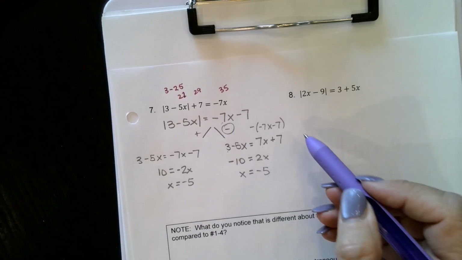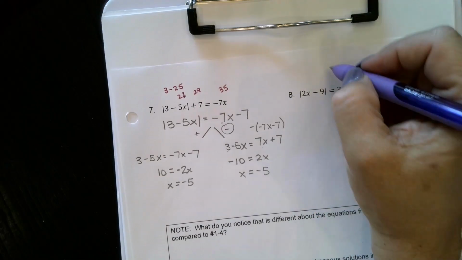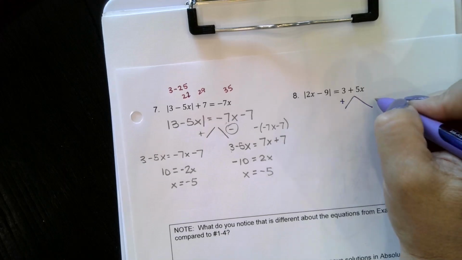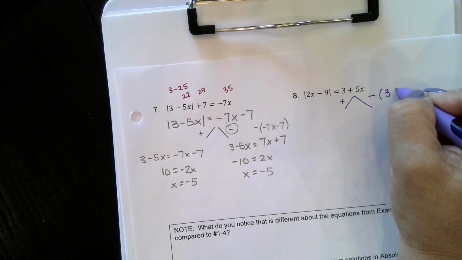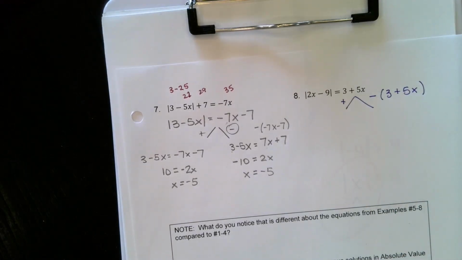I'm going to pause it, and I want you to work number 8. And think about number 8. Let me give you a clue. I'm going to have a positive and a negative, so positive doesn't change, but negative is really going to be this. Okay, so do that and then come back and check.